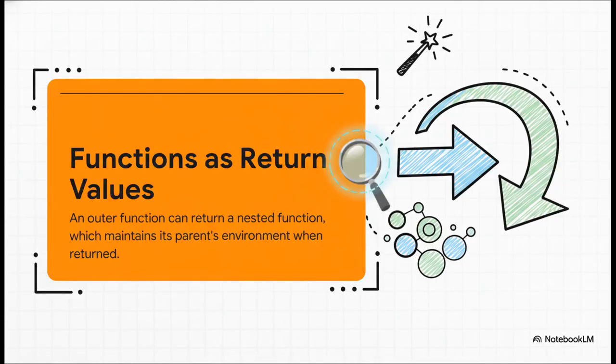And here it is, the final piece of our puzzle. Functions can return other functions. But here's the secret sauce. When that nested function gets returned, it doesn't get amnesia. It remembers where it came from. It carries its parent's variables and environment along with it. This concept is the key to how decorators actually work.